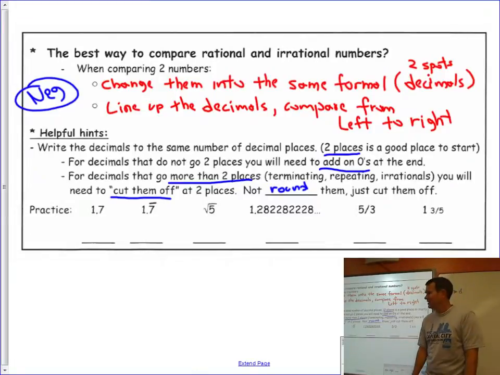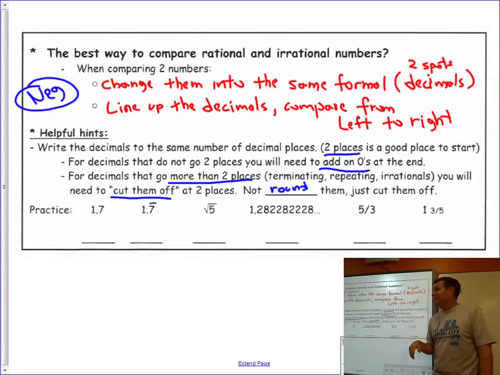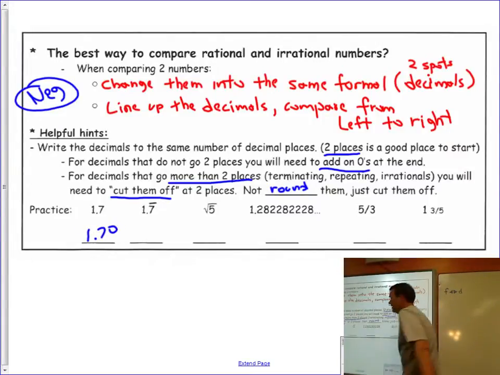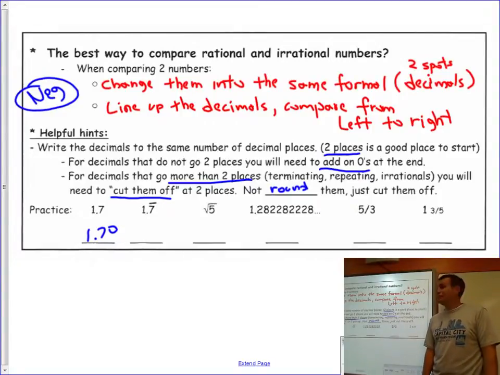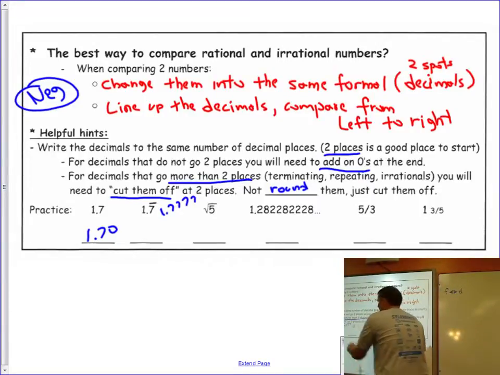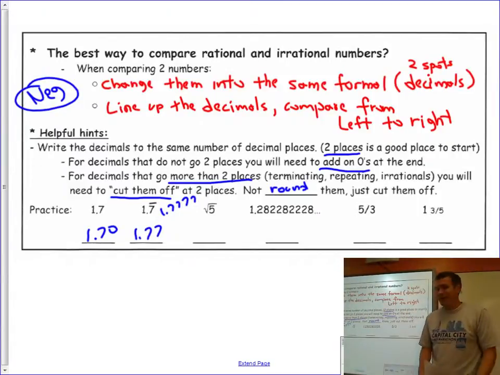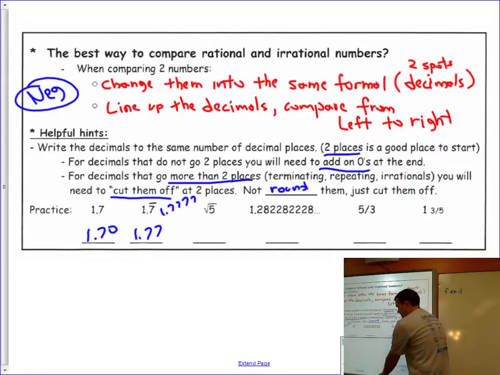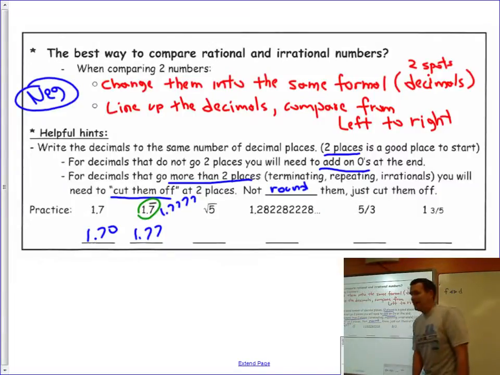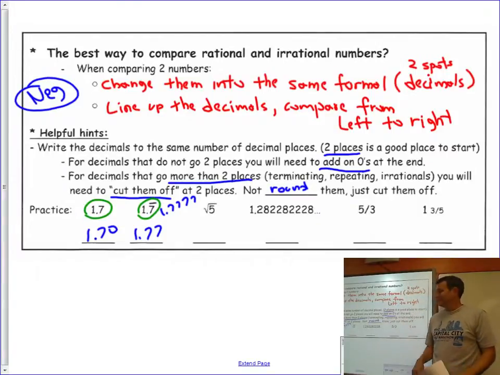Let's do a couple examples. The first example is a terminating decimal, 1.7. I want it to go 2 spots. So to make it go 2 spots, I'm just going to throw a 0 on the end. The next decimal is 1.7 repeating. So that one would be 1.7777. I'm just going to cut it off after 2 spots. Notice, by the way, that the decimal 1.7 repeating is actually a bigger number than 1.7 that terminates, because 1.77 is bigger than just 1.70.